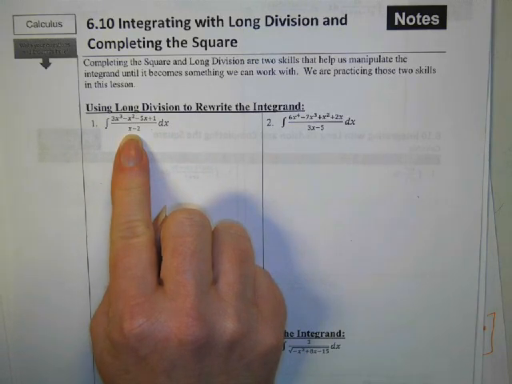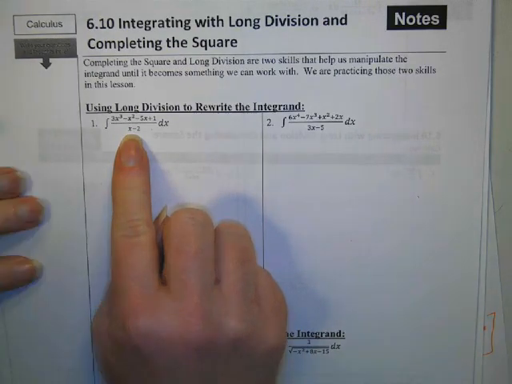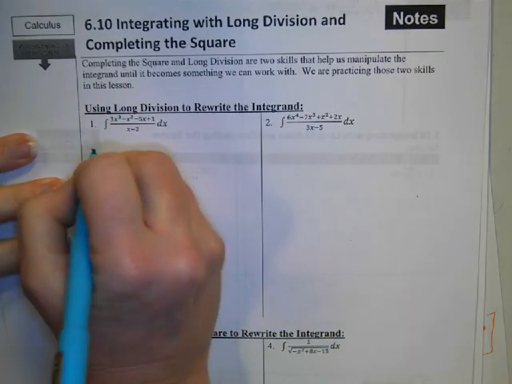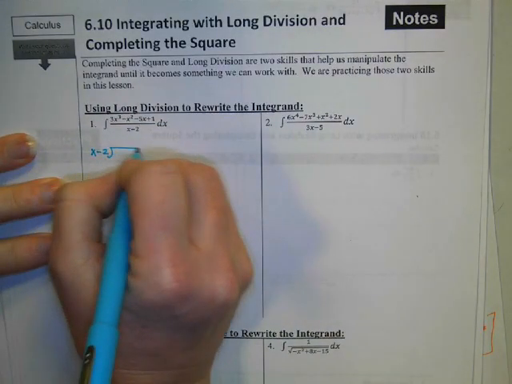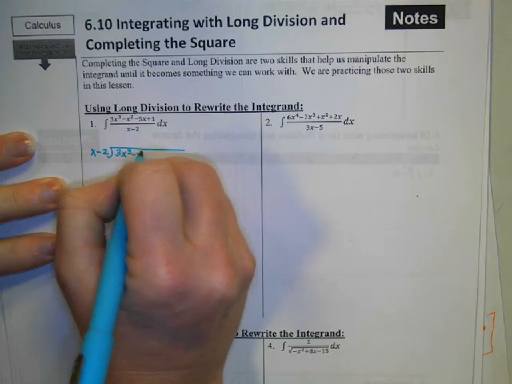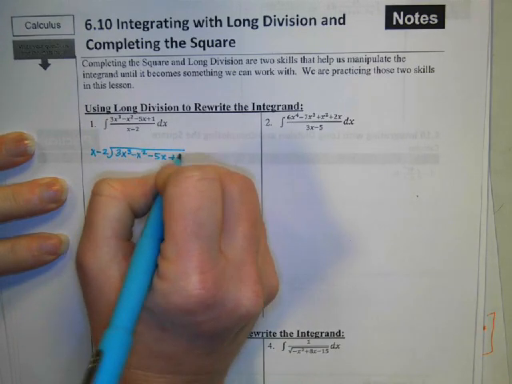Also, because I have a big polynomial on top and a smaller one on bottom, that's set up perfectly for division. So I'm going to long divide this. So x minus 2 is going on the outside of the division bar. 3x cubed minus x squared minus 5x plus 1 is going inside.